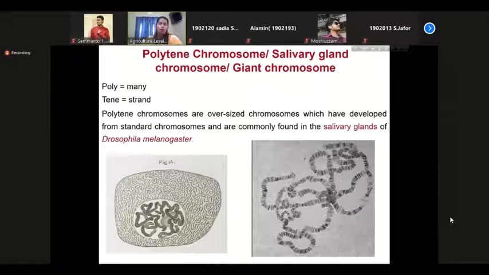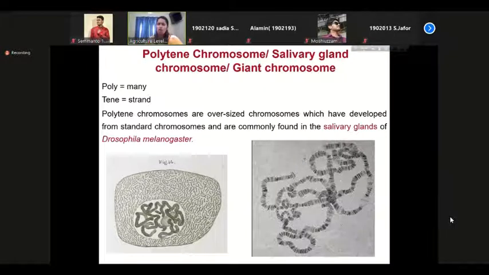Now we will talk about another type of giant chromosome. It's called polytene chromosome, or also salivary gland chromosome. I told you that the lampbrush chromosome is larger than the salivary gland chromosome. But what is the salivary gland chromosome? The other name of salivary gland chromosome is polytene chromosome.